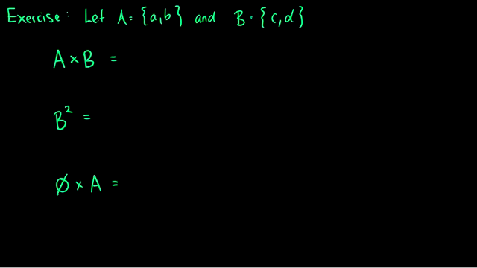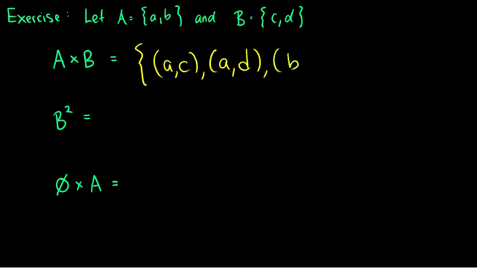So let's do an exercise. Let's let A equal the set {a, b} and B equal the set {c, d}. What is A cross B? Well, A cross B, I have ordered pairs where the first element is from A and the second is from B. So the first element from A, we can take a from A and we can take c from B. We can take a from A and d from B. We can take b from A and c from B. And we can take b from A and we can take d from the set B. So this would be the cross product of A cross B.